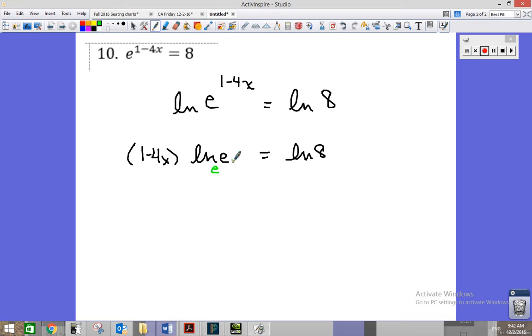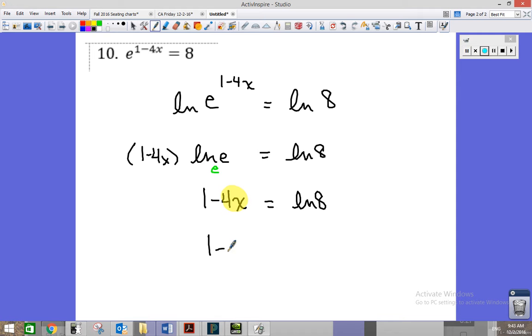Because this logarithm is an exponent: e to what power is equal to e? E to the first power. So on the left hand side we're just left with this 1 minus 4x. On the right hand side we have this number that's the natural log of 8. On the left hand side I have two terms. The term of interest is the second term, and I need to get it by itself.